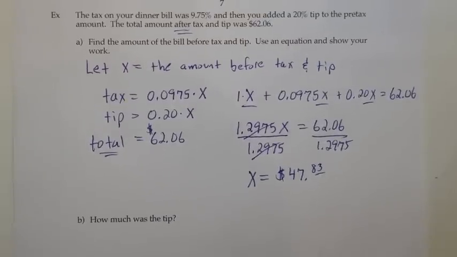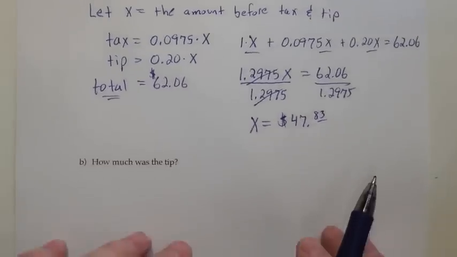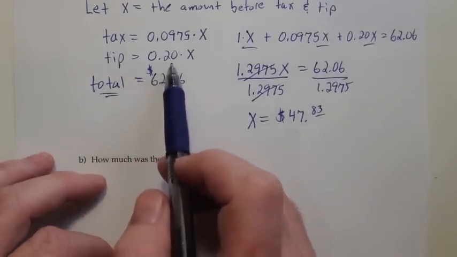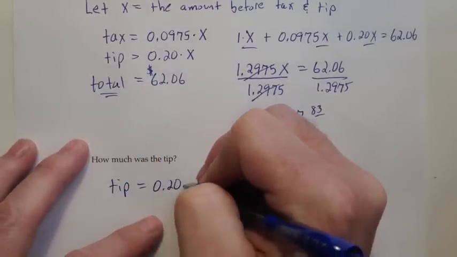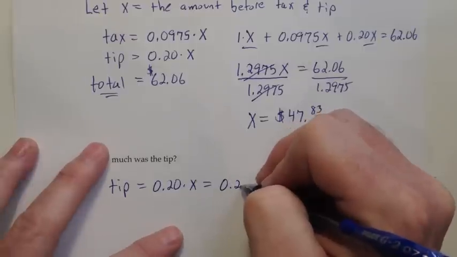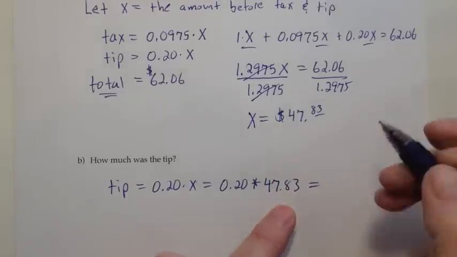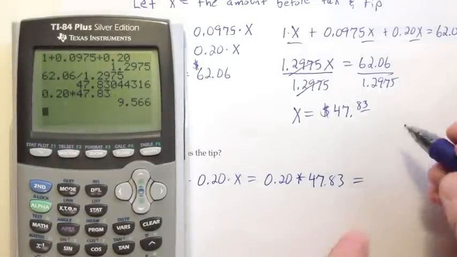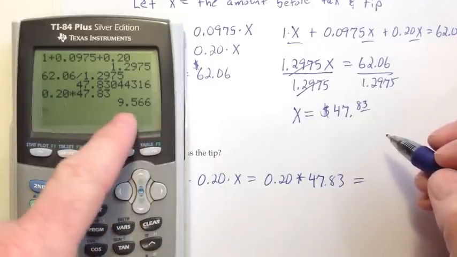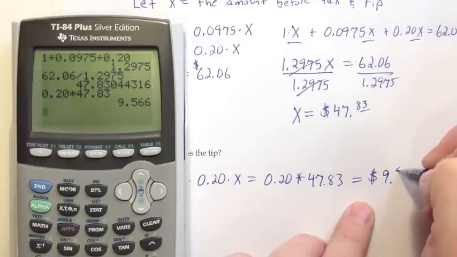Alright, next question, how much was the tip? So we can just go back to this. It says the tip was 20% of the pre-tax amount. We now know what the pre-tax amount was, and we even had it labeled here. The tip is 0.20x. So let me just start off by copying that. The tip is 20% of whatever x is, but we just found out that x was $47.83. So now we just want to do that multiplication, and we'll know how generous we were with the tip. So 0.20 times 47.83 would be 9.566, but it has to be to a penny, so around the nearest penny, and that would be a tip of $9.57.